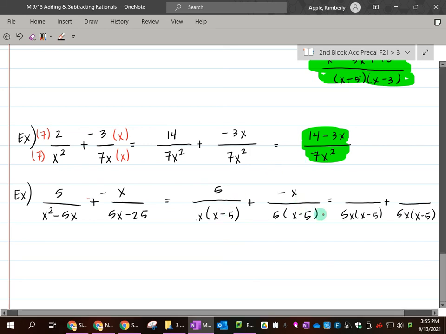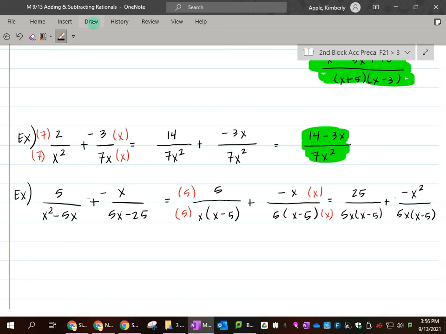All right. So let's look at our common denominator and what's missing. Here I'm just missing a 5. So let's handle that. Here I'm just missing an x. So let's handle that as well. Now my denominators all have a 5, they all have an x, and they all have an x minus 5. And so that's what we've got here. 5 times 5 is 25. Negative x times x is simply negative x squared.